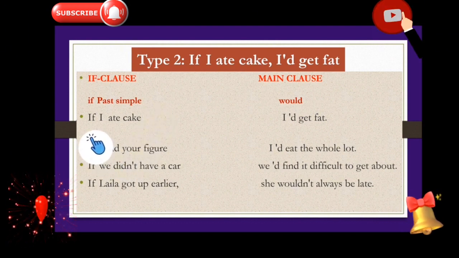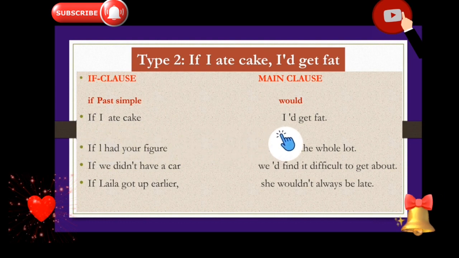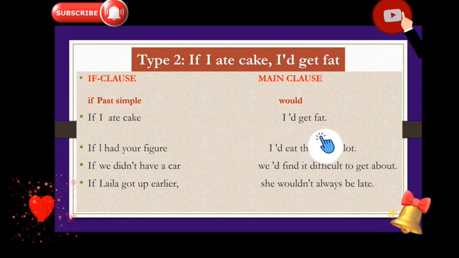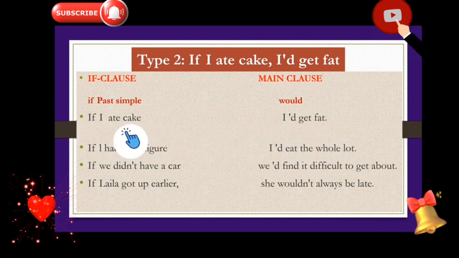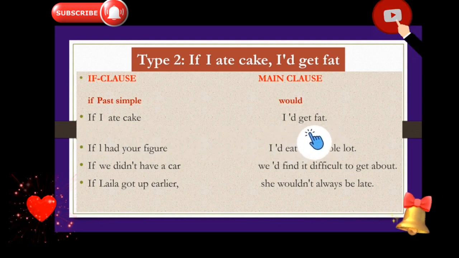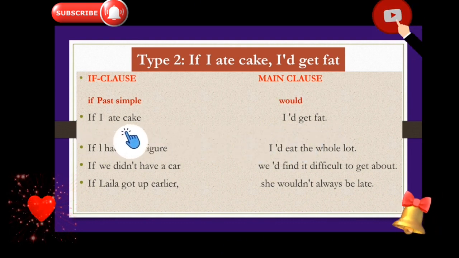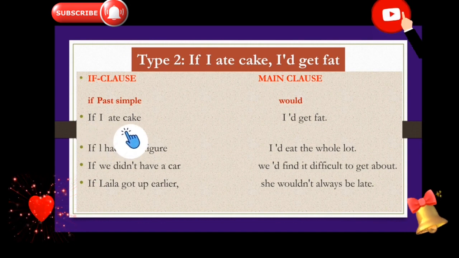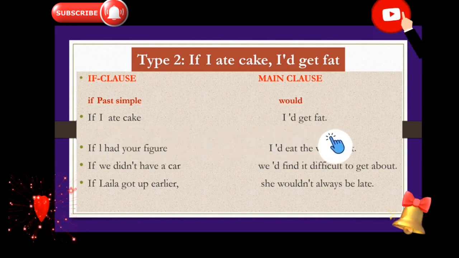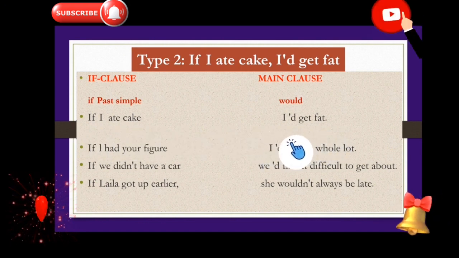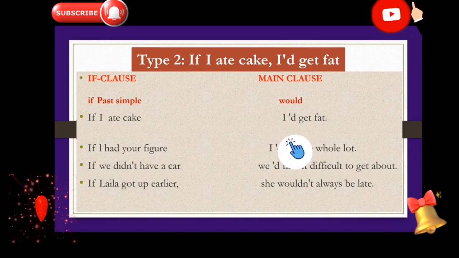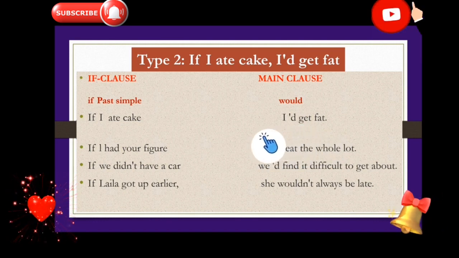Now, if I ate cake, I would get fat. You can see that here I use the simple past tense and here I use would. So if I ate cake, am I eating cake now? Not at all. I would get fat. Am I getting fat? Not at all. I'm just imagining, right? The situation is quite unreal.